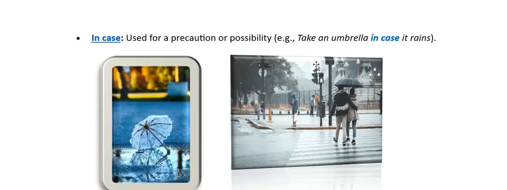The next conjunction or connector is in case. In case is used for precautions or possibility. So if you want to give someone a precaution or if you want to show the possibility of something, you can use in case. For example, take an umbrella in case it rains. It means that I am giving you a precaution. Maybe it rains. Take your umbrella so you won't get wet. Okay?